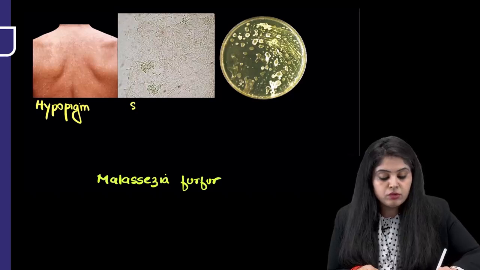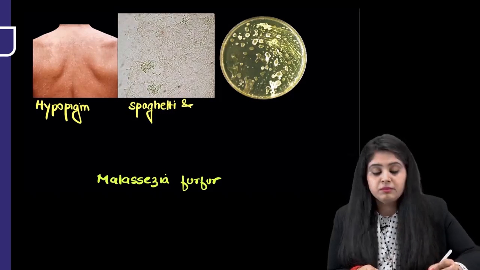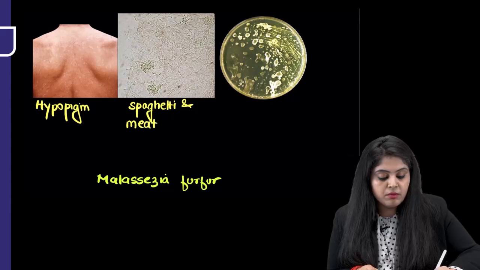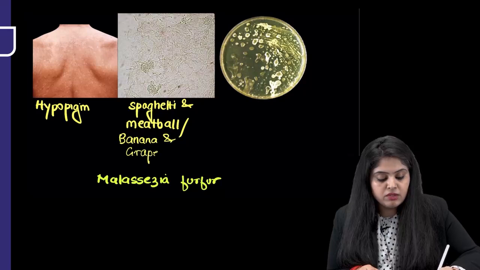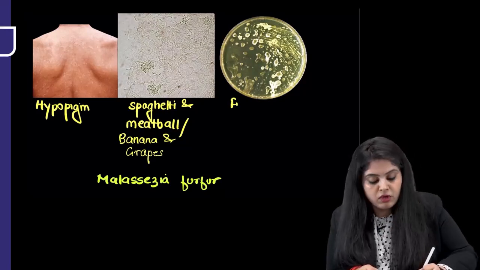Next, what are you going to see under the microscope? We'll see, again, very famous, a lot of food items coming. So spaghetti and meatball appearance. And if we are vegetarian, then we call it the banana and grapes appearance. Coming to the next one, we see what kind of colonies? We see the very famous fried egg colonies.